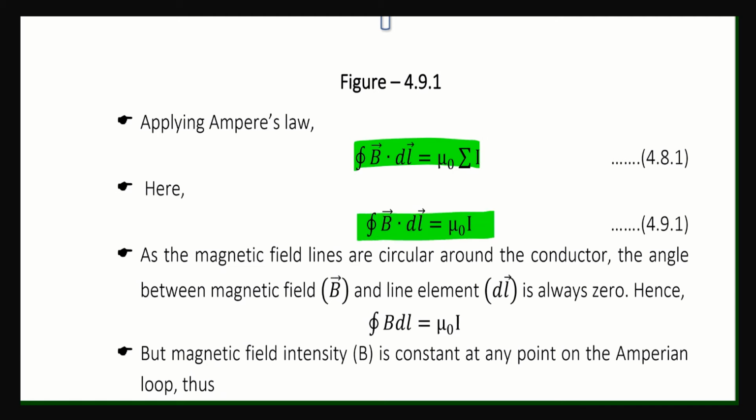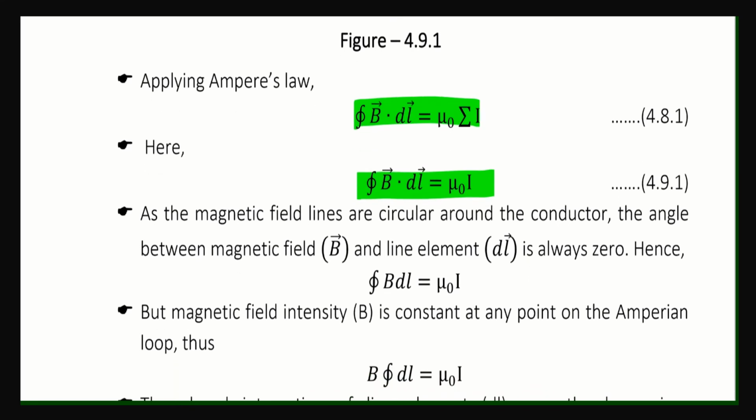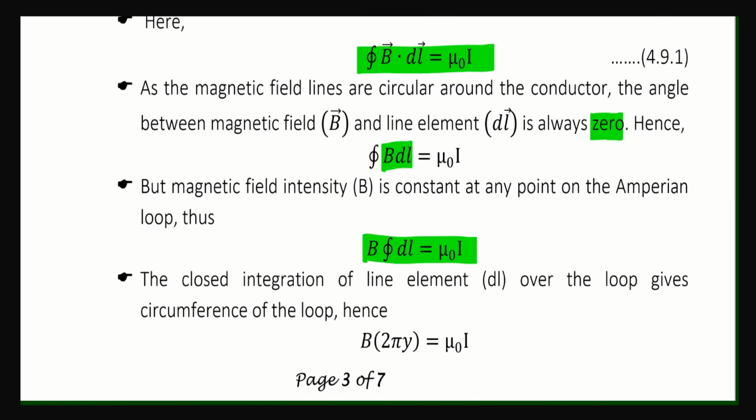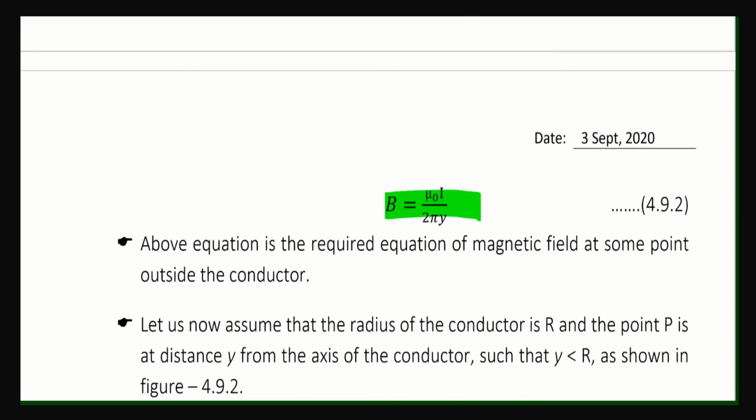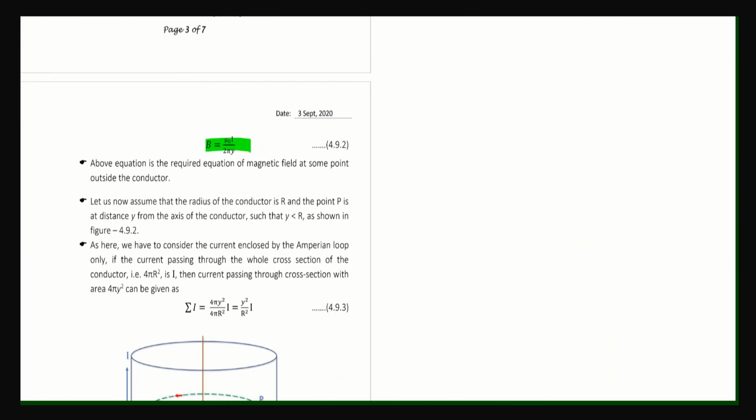Now in the left side, as I mentioned, the angle between B and dl is 0, cos 0 is 1, so B dot dl can be written as simply B dl. B being constant can be taken out, and the closed integration of dl will give you the circumference of the Amperian loop. And ultimately on simplification, this is what we get. Now what if the point is inside?